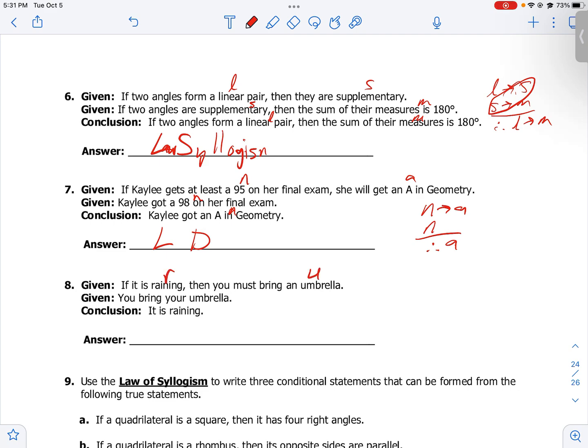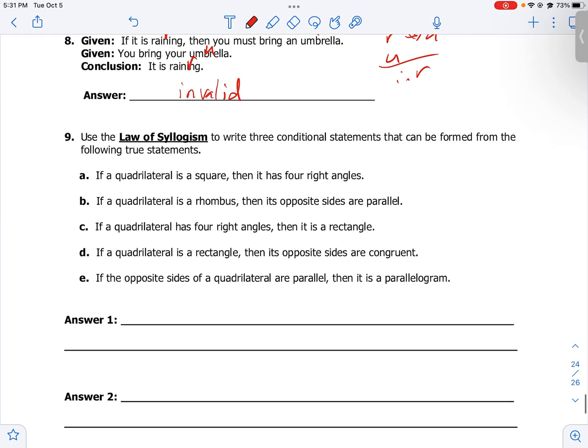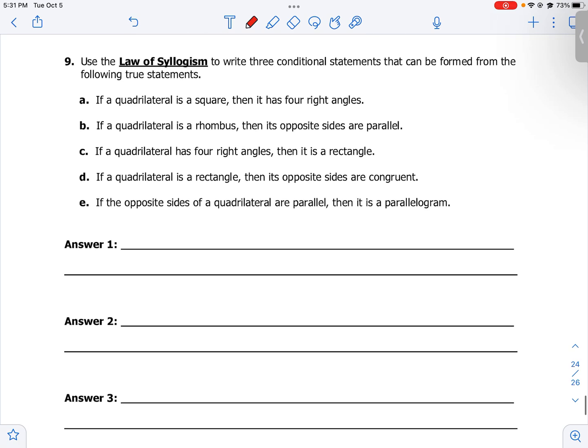If it is raining, R, you must bring an umbrella, U. You bring an umbrella, U. It is raining, R, therefore you. If R, then you. You know you. Therefore you know R? No. Invalid. You can't go against the flow. That's not how it works. R, then you. Okay.